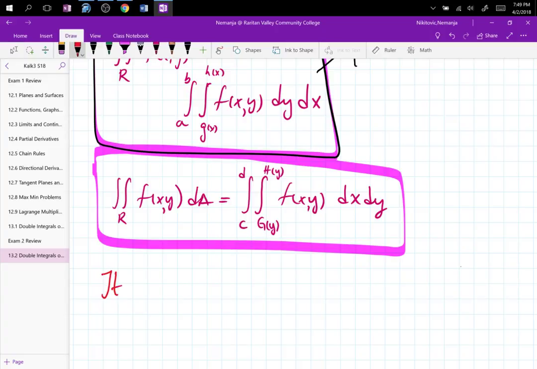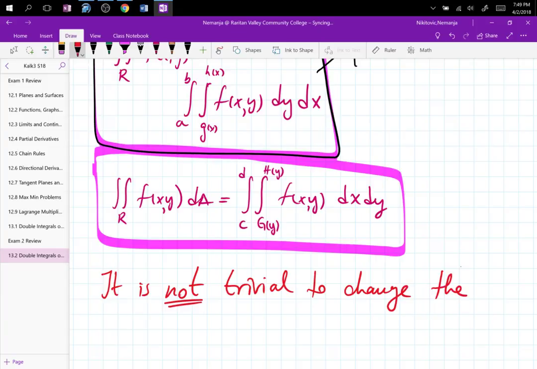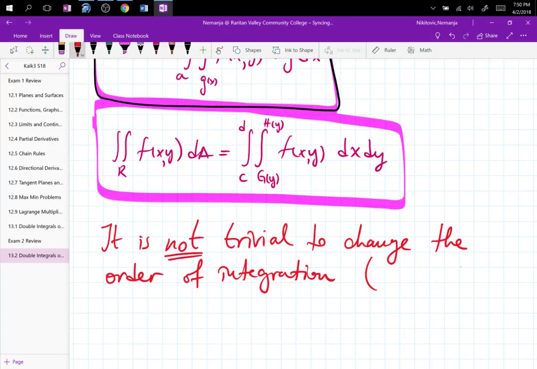I'll just put, it is not trivial to change the order of integration. And I will write in parentheses that dx dy is not the same as dy dx for general regions. It is the same for rectangular regions. I know I made sure you hear it a number of times. So they are the same for rectangular regions.